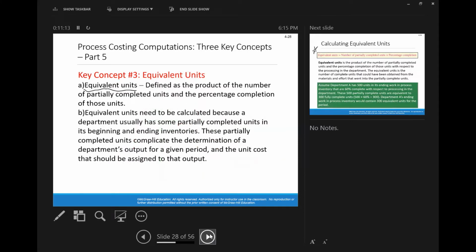All right, definition of the equivalent units. It's defined as the product of the number of partially completed units and the percentage completion of those units. Okay, so we're looking at how much of it's been completed. It needs to be calculated because the department usually has some partially completed units in the beginning and ending inventories, and we'll look at an example of that. The partially completed units complicate the determination of a department's output for a given period and the unit cost that should be assigned with that output.